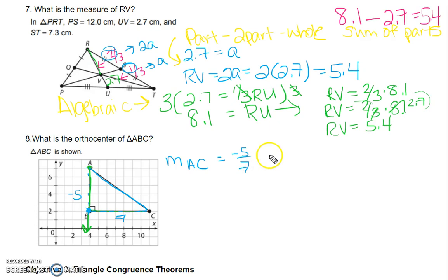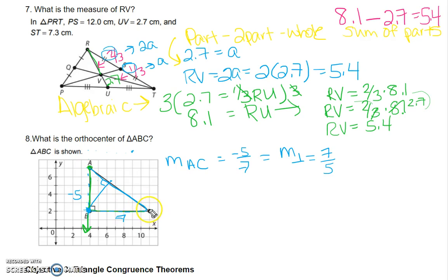Negative 5 over 7, which means my slope perpendicular to that one is going to be positive 7 over 5. So I'm going to have to go up positive 7, 1, 2, 3, 4, 5, 6. I don't have enough room. 7 and over 1, 2, 3, 4, 5. It would roughly be right about there off my page. I guess I could do half. I could do 1, 2, 3 and a half and over 1, 2 and a half. That would put it right in the middle of that one. And I could draw my altitude. It still crosses at B.